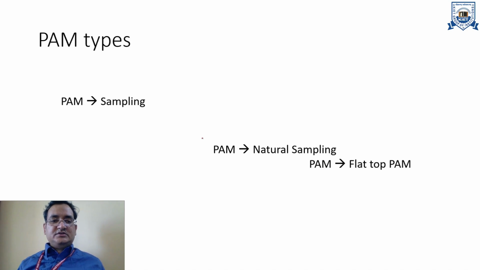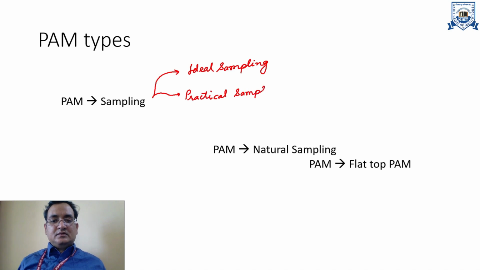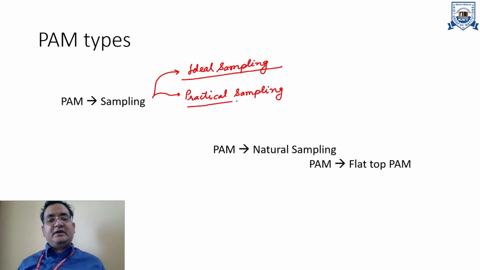Pulse amplitude modulation is a type of sampling, or you can say it lies in the category of sampling. As I have discussed, sampling is basically divided into two types. Number one is the ideal sampling, and number two is the practical sampling. The ideal sampling is the actual sampling, low pass sampling, which I have already discussed in the previous videos. The practical sampling is basically divided into two subcategories. Number one is the natural sampling, which is called natural PAM, and flat top sampling, which is called flat top PAM.